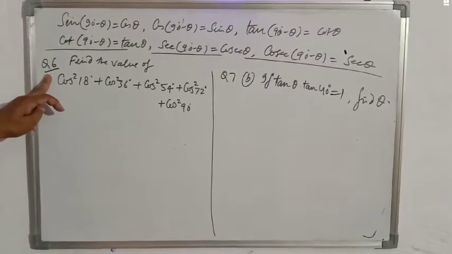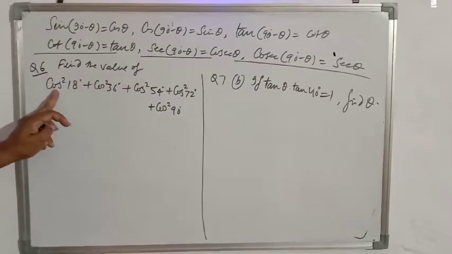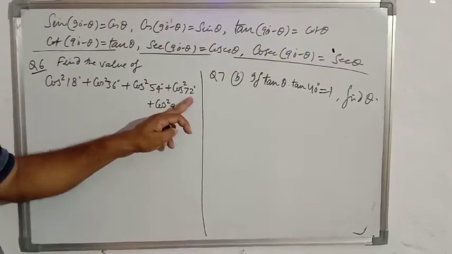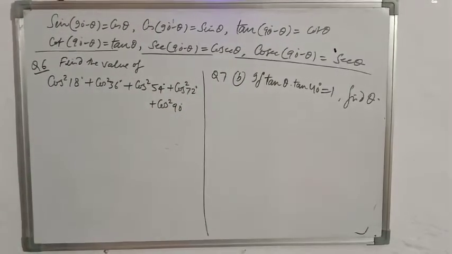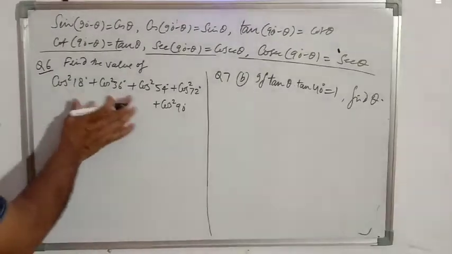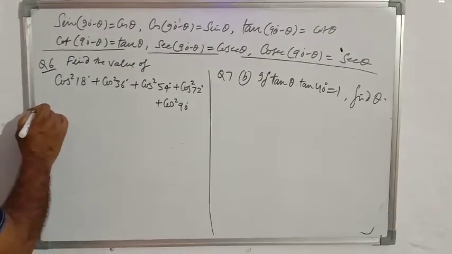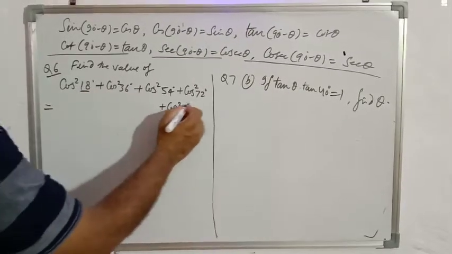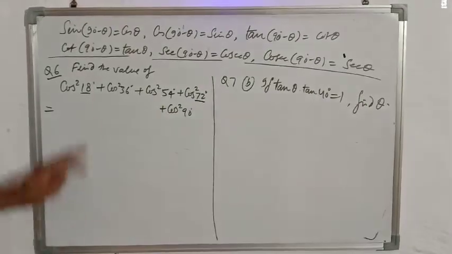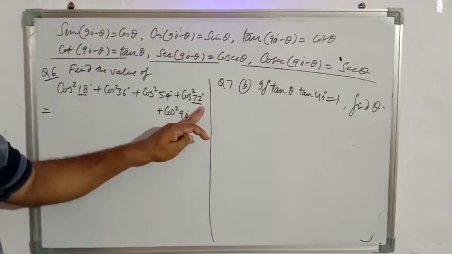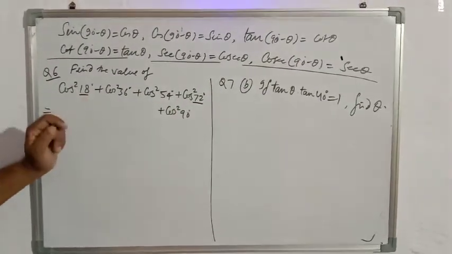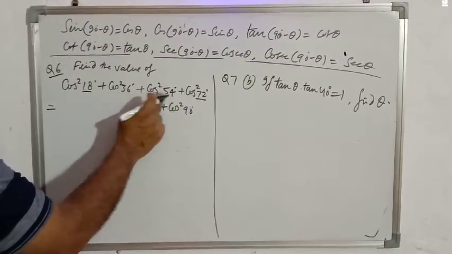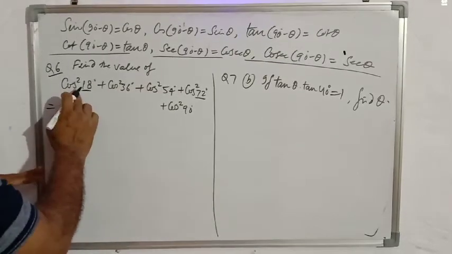See question number 6. Find the value of cos square 18 plus cos square 36 plus cos square 54 plus cos square 72 plus cos square 90 degree. We have to find its value. So how will we find it? See here, 18 degree and 72 degree are both complementary angles, their sum is 90. And 36 and 54, their sum is 90. They are complementary angles. So firstly write it together.